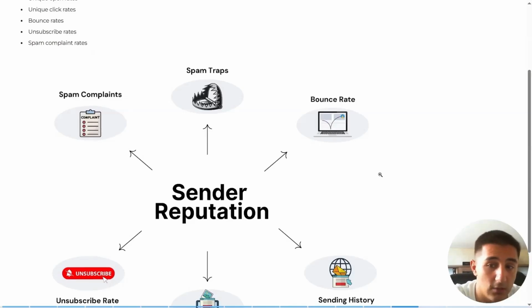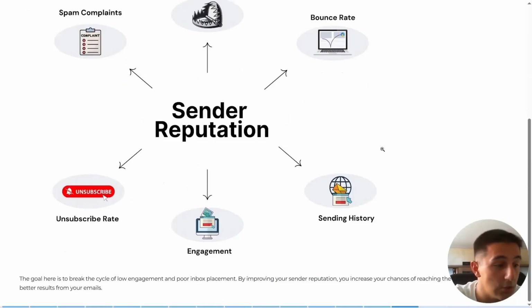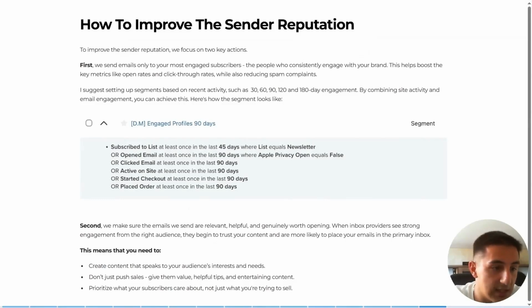So that will be the unique open rates, unique click rates, bounce rates, unsubscribe rates, and spam complaint rate. So the goal here is just to break the cycle of low engagement and poor inbox placement. So by improving your sender reputation, you increase your chances of reaching the inbox and delivering better results from your emails.